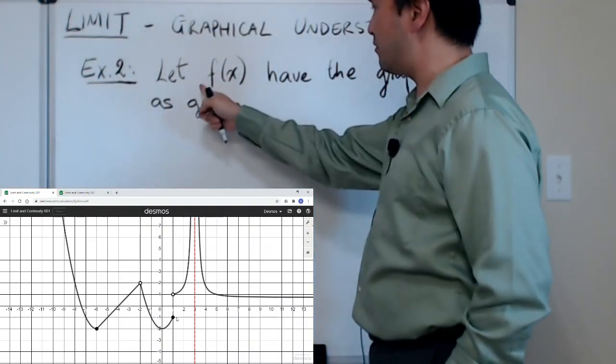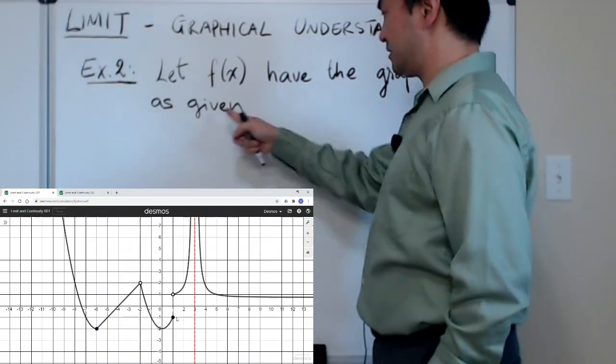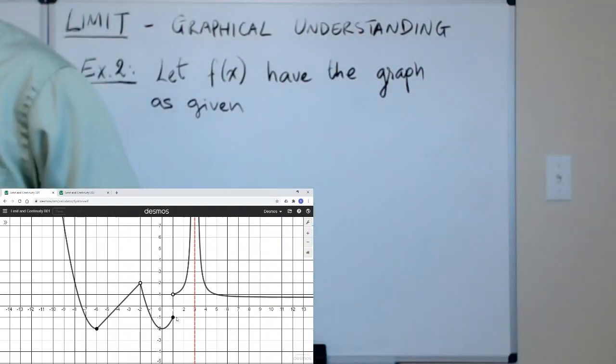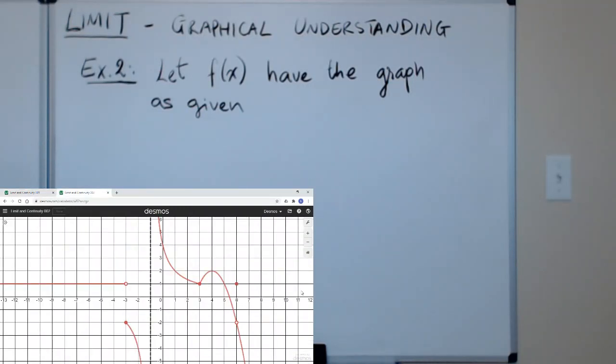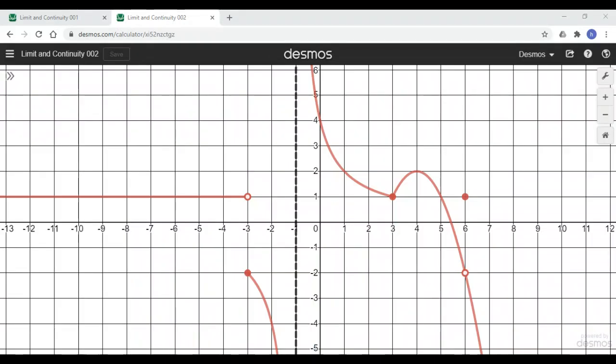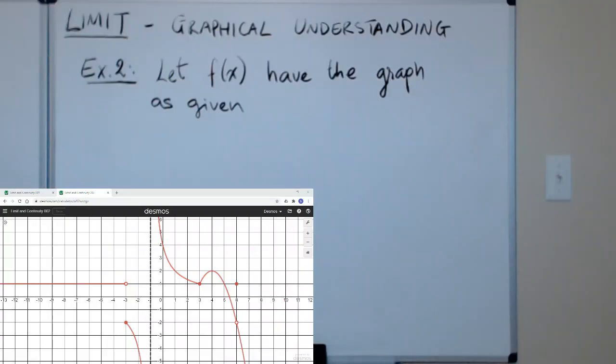So I'm going to start out with some function f of x with the graph as given, but allow me to switch to a different graph. So here's the graph of this new problem. For one moment, allow me to show that in full screen so you can see that a little better, before I put that into a small little corner of the screen. Here's your graph, and now I'm going to put that back into its little corner of the screen.